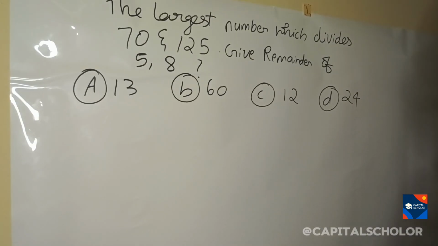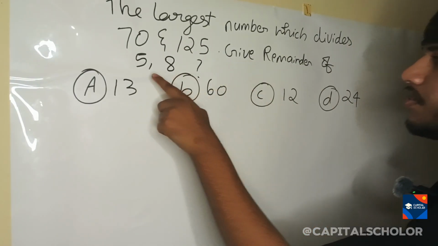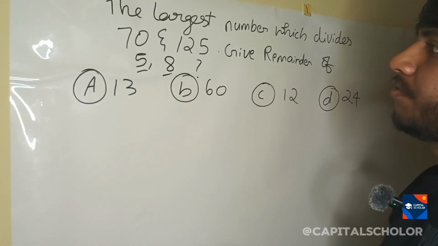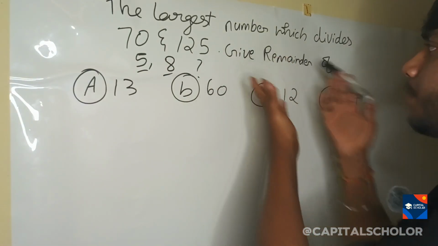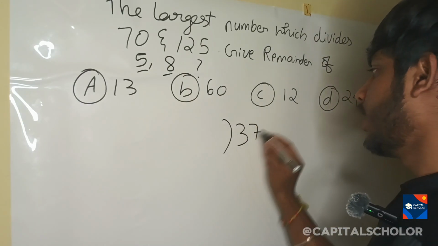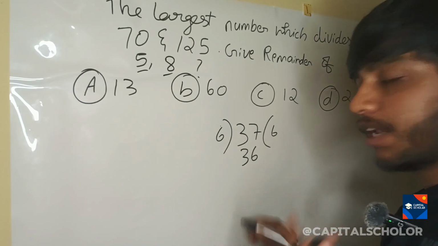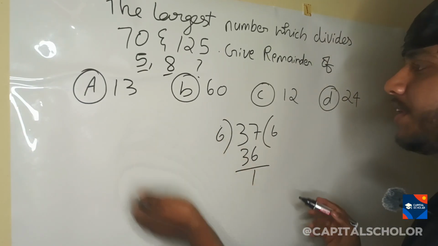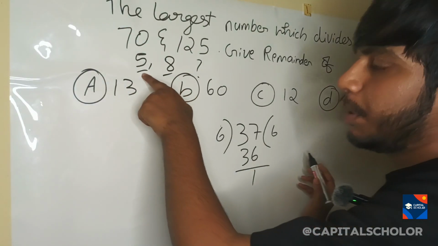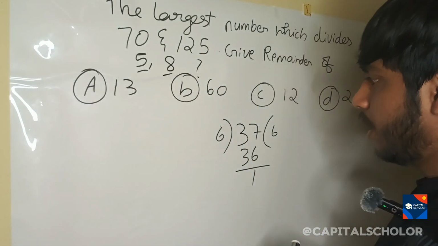The largest number which divides 70 and 125 gives remainders of 5 and 8. Suppose a number divides and leaves a remainder of 5 and 8, what is a remainder? Let me explain with an example. There is a number 37. Let's divide 37 by 6. 6 sixes are 36. The remainder we get is 1. So if we divide such a number, we will get remainders of 5 and 8. If you divide 70, you get a remainder of 5. If you divide 125, you get a remainder of 8.